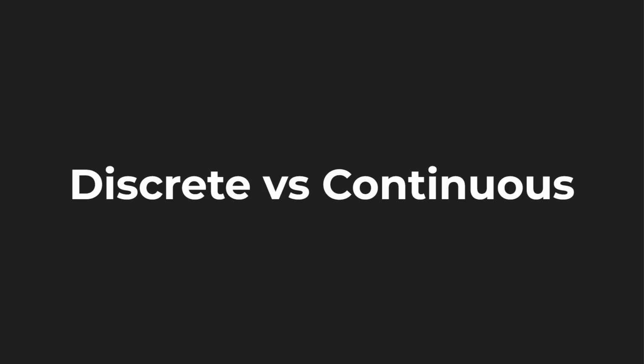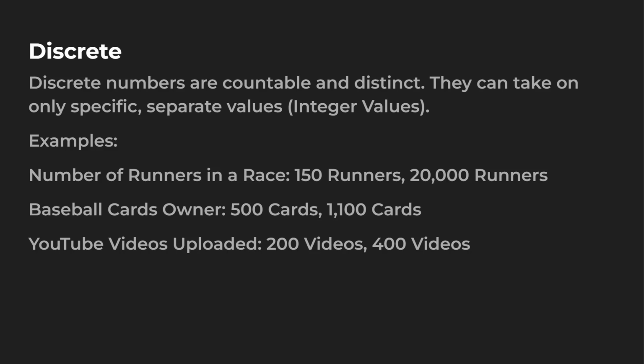But before I jump into some Python coding and show you guys some examples, I want to go over a little bit more information about essentially what is a discrete variable and what is a continuous variable, how you can spot the differences. All right, so let's go over some information about discrete versus continuous before we jump into some code. So first, discrete numbers are countable and distinct. They can take on only specific separate values. So think of like an integer, right?